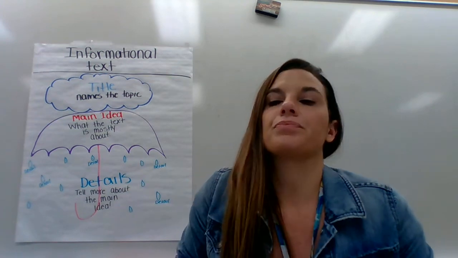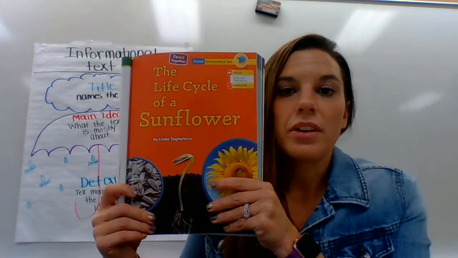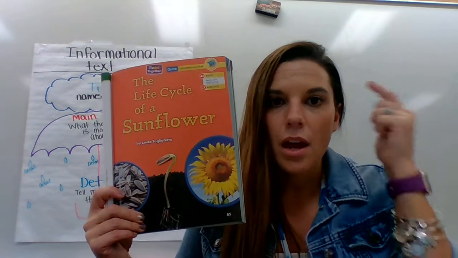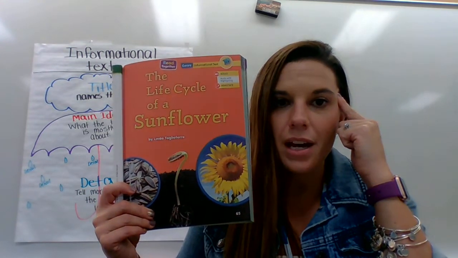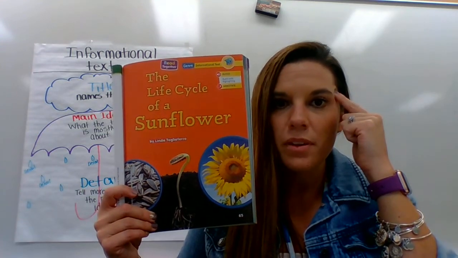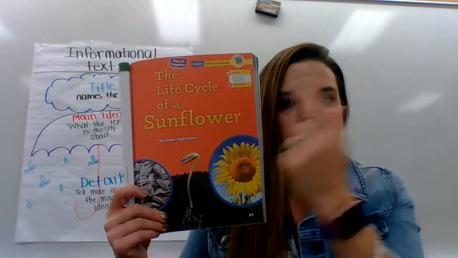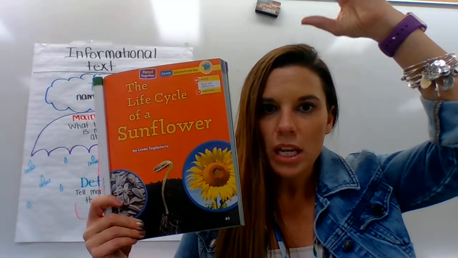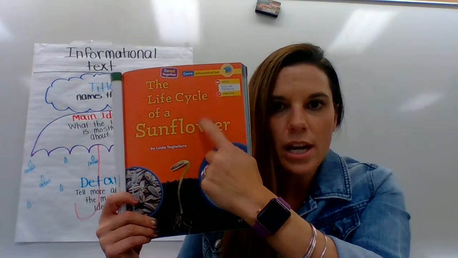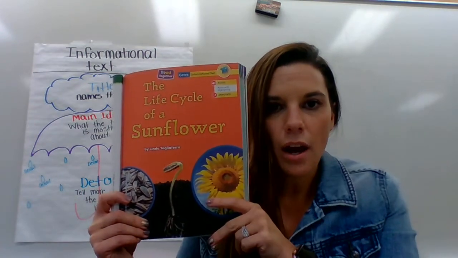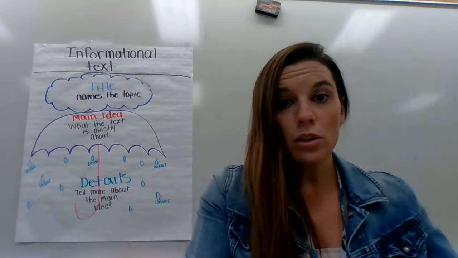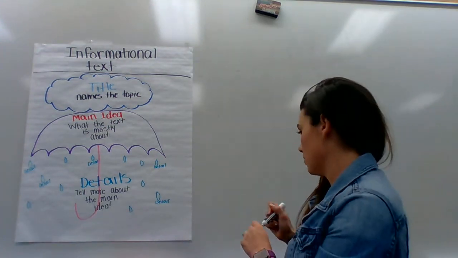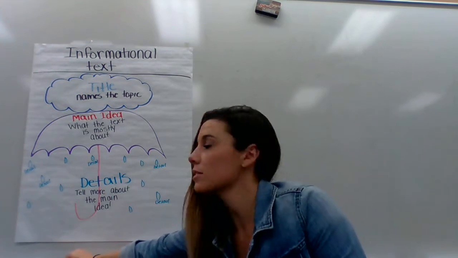Okay, so here's our story. The life cycle of a sunflower. Already, I'm going to stop because in my brain, I'm thinking, oh my goodness, this is the title of our story. The title names the topic. This is our topic, the life cycle of a sunflower. So I'm going to write that on my board with the marker that works, and I have to find one that works, right?